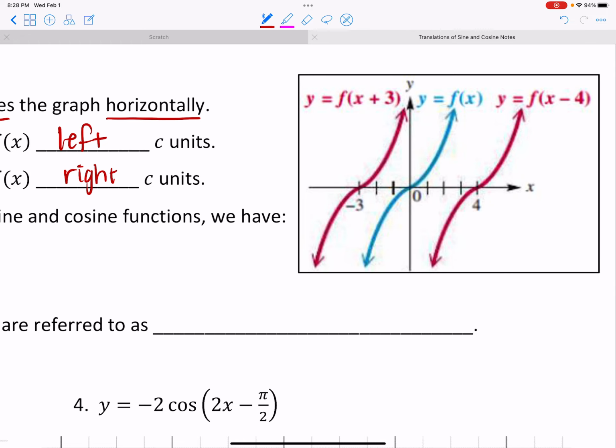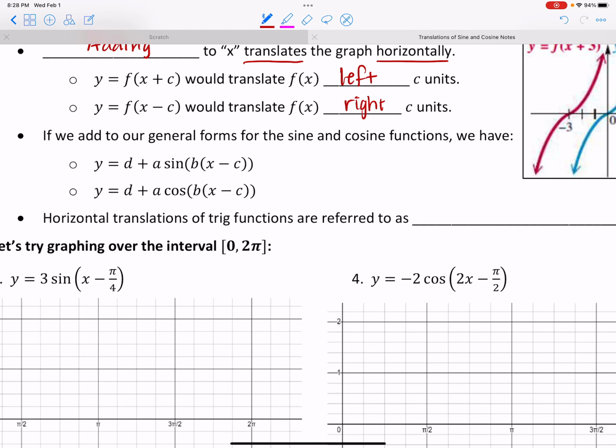Now we want to try to apply this to our trig functions. So we've seen A affect the amplitude. We've seen B affect the frequency. We know that D can shift us up or down. Now we're going to say C is going to shift us left or right. And so in trig functions, these horizontal translations, they get a special name. We call them a phase shift. So C is going to represent not just the horizontal shift, we're going to call it the phase shift as in our graph.